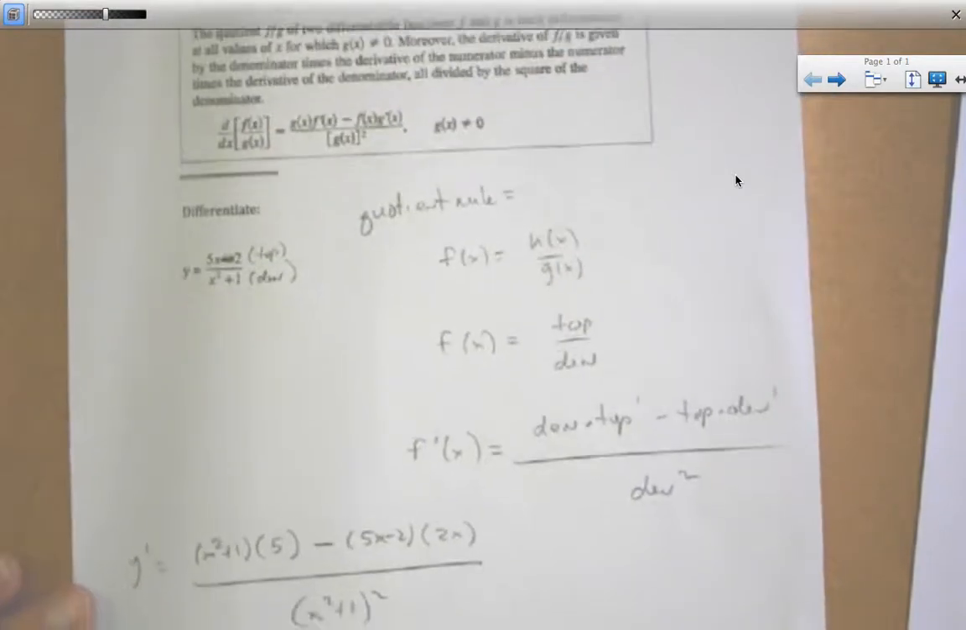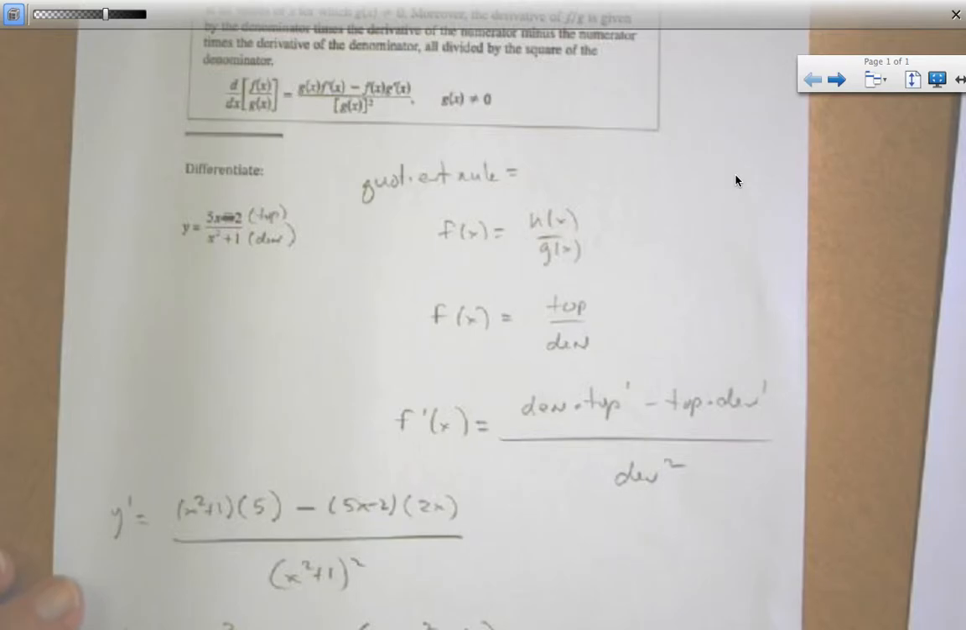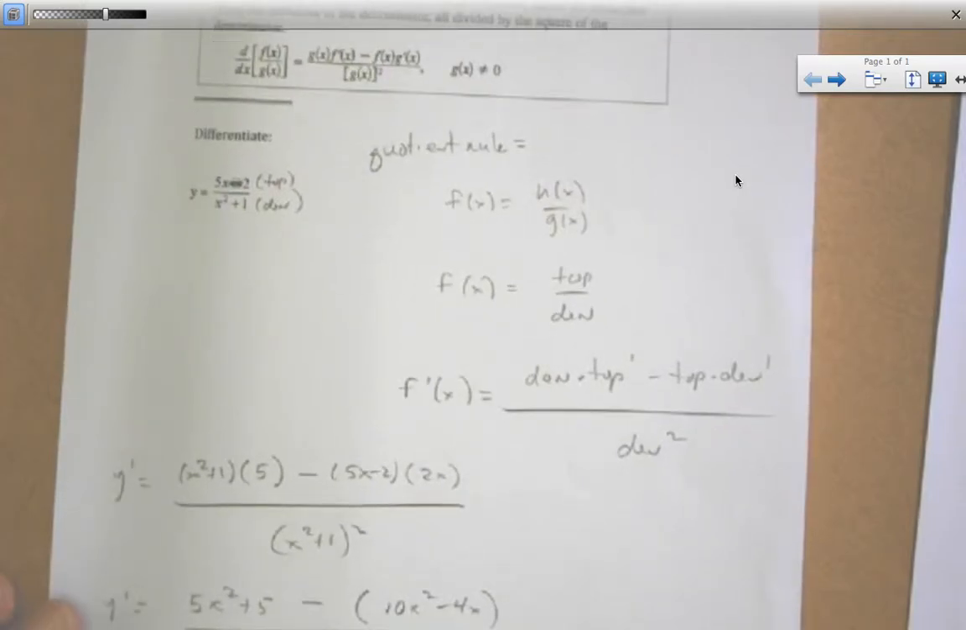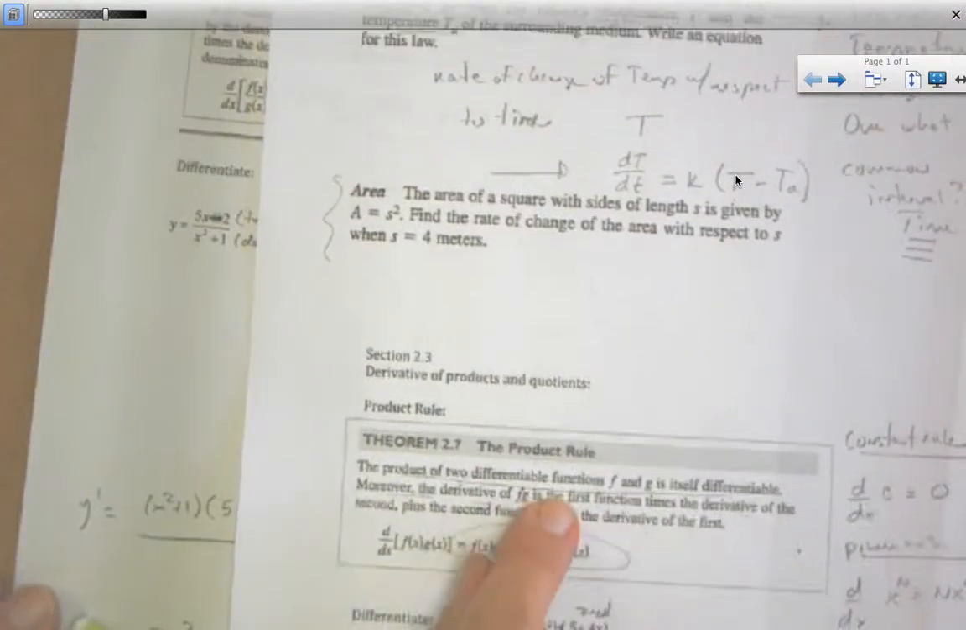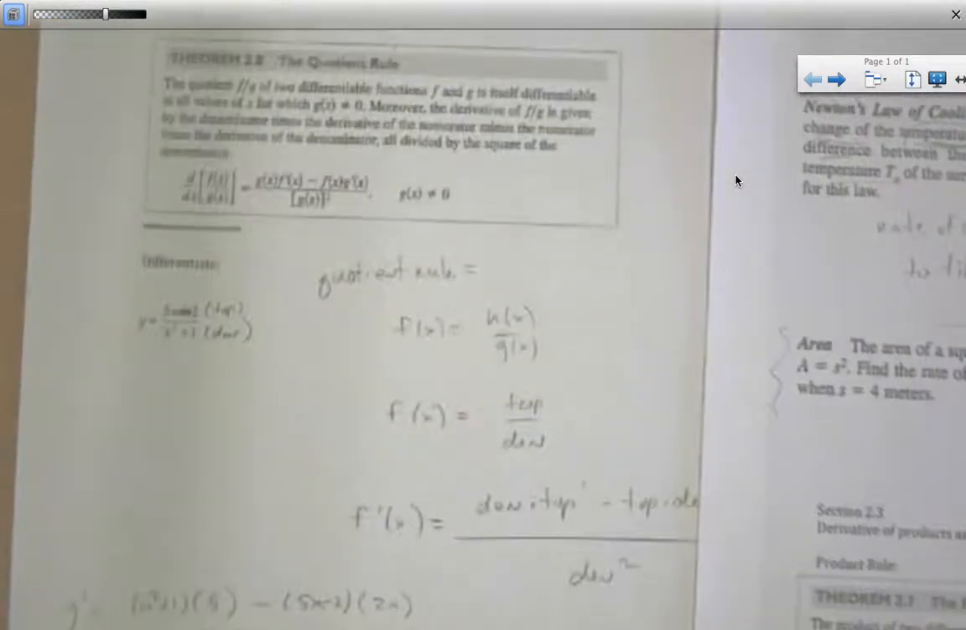All right, two important rules for taking the derivative that we've added to our list. We now have the product rule and the quotient rule.